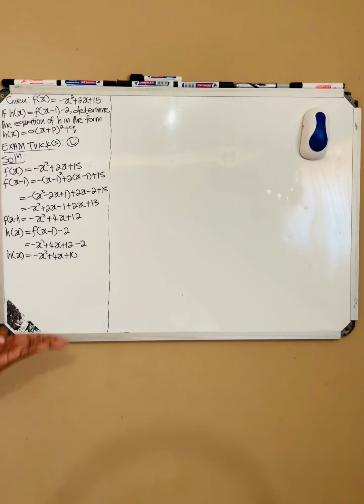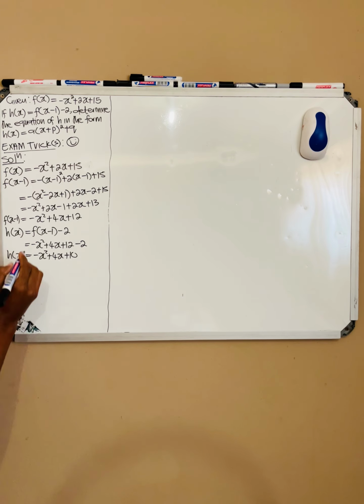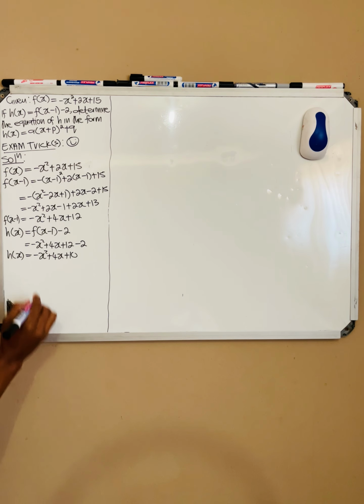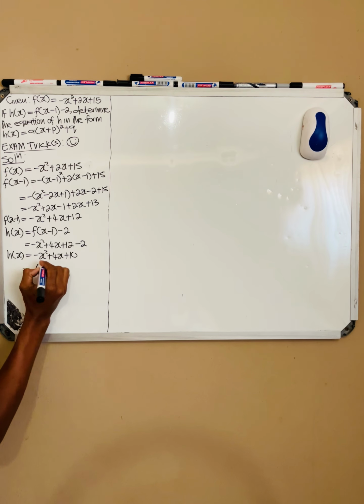But the examiner never said he wants the graph in the form ax² + bx + c. So now you can complete the square from here. I'm going to complete the square from here. If you complete the square, you must get rid of the coefficient of a. So I'm going to take out negative as a common factor, also multiplying by negative.